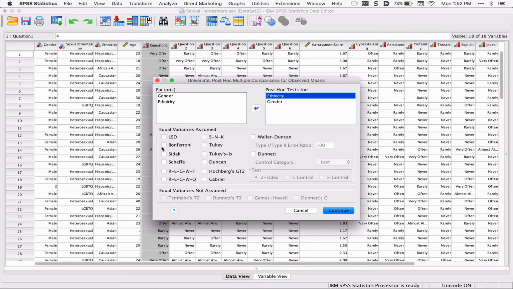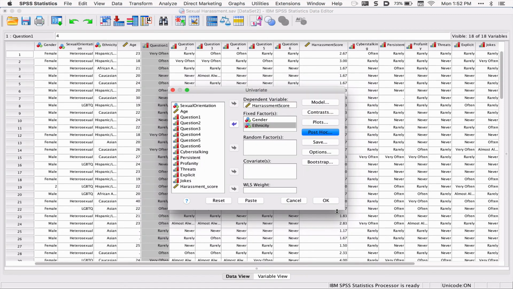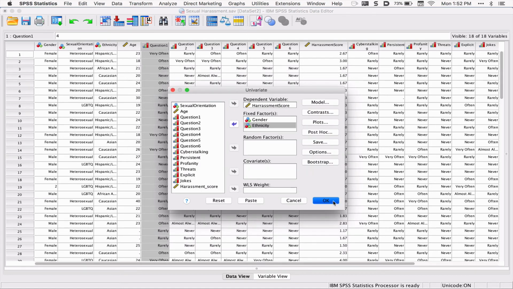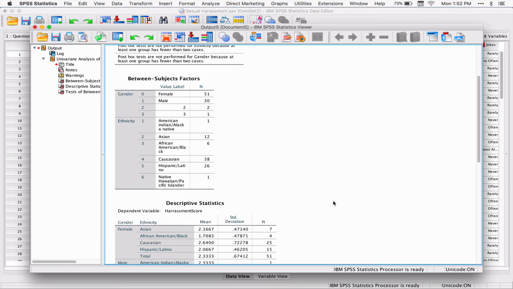I'm going to go with a Bonferroni post hoc test. I'm going to click on continue. All the options are set up the same way as before. They're saved. So once you do it one time, it's saved from the previous time. And I'm going to click on OK.